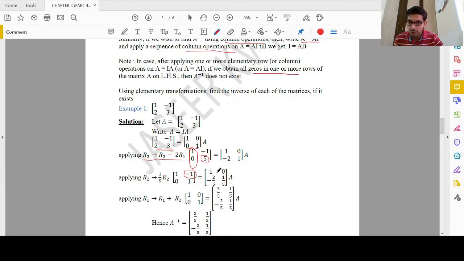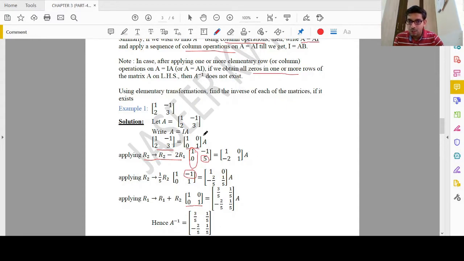R1 changes to R1 plus R2, that is 1 minus 2 by 5, 0 plus 1 by 5. So now finally we got identity on the left hand side. Once we get identity on the left hand side, the problem is over. And whatever matrix you get on the right hand side, this is the inverse matrix. So here on the left hand side we got identity, that is 1 0 0 1. So the right hand side matrix will be the inverse. So A inverse is equal to 3 by 5, 1 by 5, minus 2 by 5, 1 by 5.